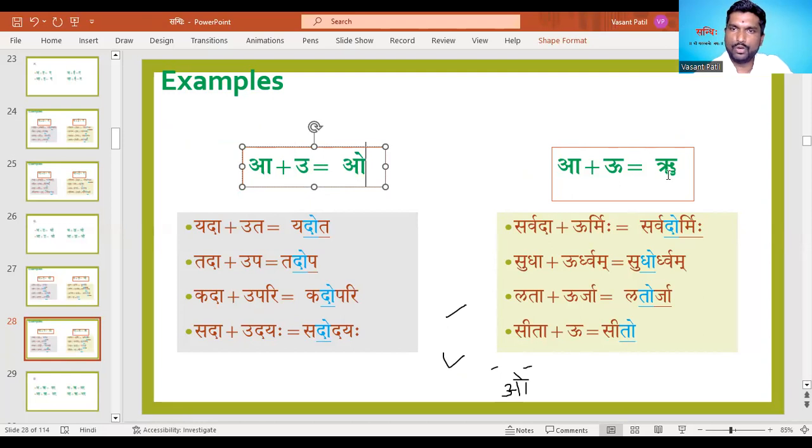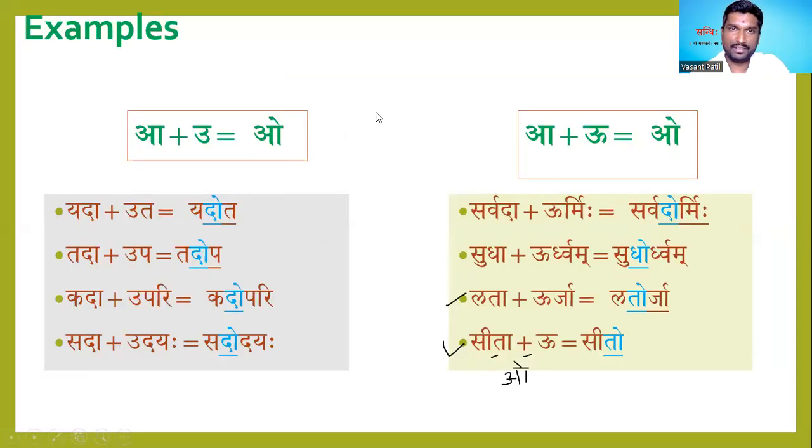And here, a plus long ū will become not ṛ, will become o. So copy paste brings such kind of problems. Okay. Yada plus uta, yada means when. Yada plus uta, yadota. Tada plus uta, tada means then, tadota. Kada means when. Kada plus upari, kadopari. ā and small u will become o. Sada plus udayah, sadodayah. Though you know all the sandhis, still you write down these examples.